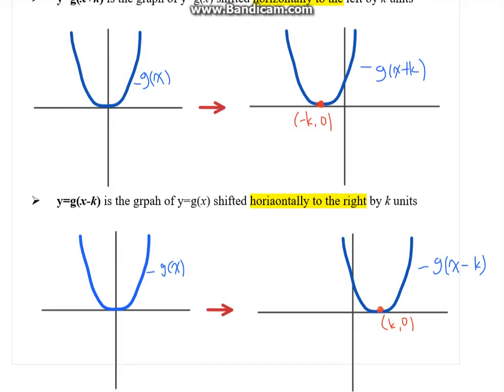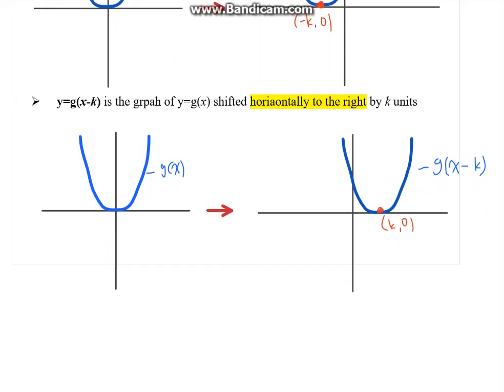So if we keep that in mind and look at a horizontal shift to the right, if y is g(x minus k), with the k inside the parentheses, then this is the graph of y equals g(x) shifted horizontally to the right by k units. There are so many typos, I apologize. So if we look at the graph, if this is y equals g(x), then y equals g(x minus k) is going to move to the right. As I said, negative is going to move to the right, and positive is going to move to the left. So again, this spot here will be (k, 0).